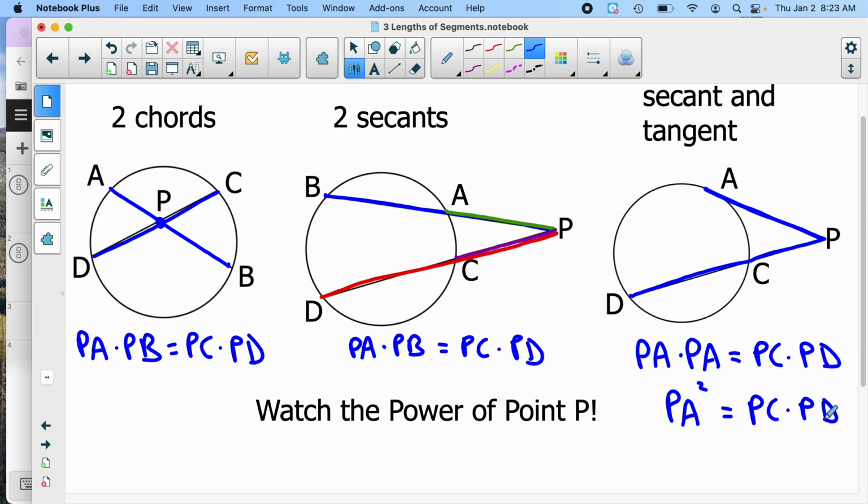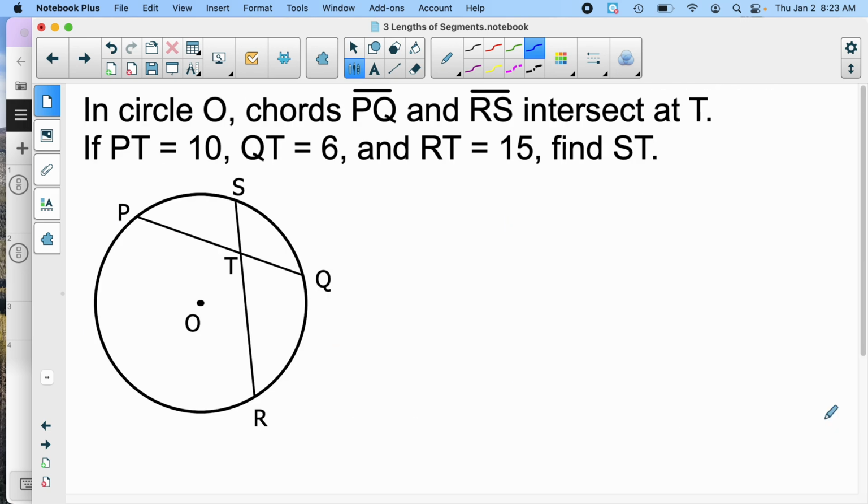Okay, let's go and see how this thing works in action. Take a look at this diagram here, maybe draw this picture. We have a circle and 2 chords, PQ and RS, that intersect at point T. So T in this case is the power point. I'm given some measurements, and I'm asked to find ST. Well, let's do the geometry. PT is 10, QT is 6, RT is 15. I'm looking for the length of ST. Let's call that x.